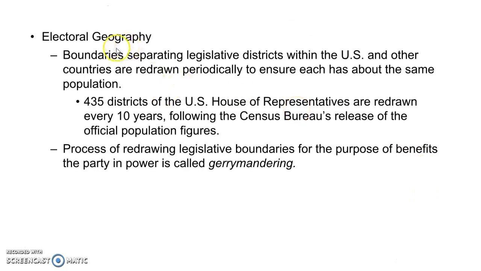We should know a little bit about electoral geography. This is more U.S. Gov than anything, but the 435 districts of the U.S. House are redrawn every 10 years. That's when the census is, every 10 years. And this is when the official population figures come out, which then leads to the redrawing of legislative boundaries, as we know it, gerrymandering.